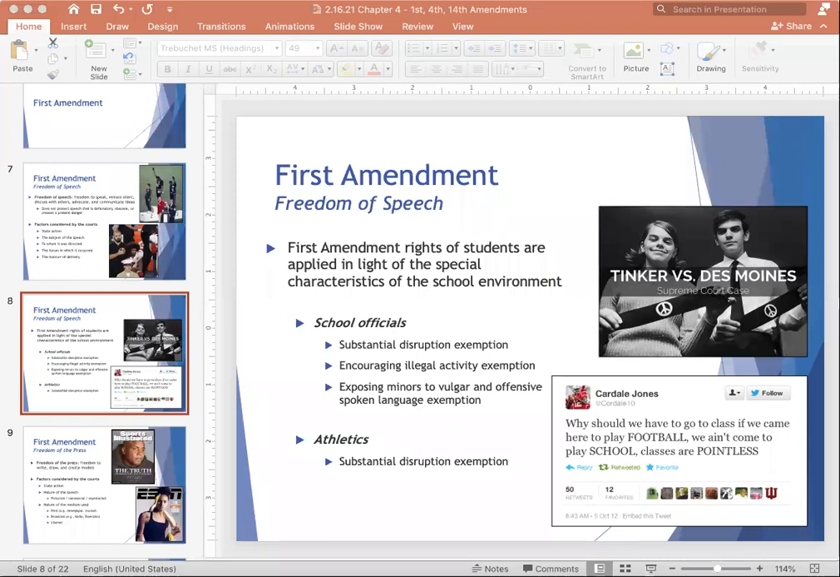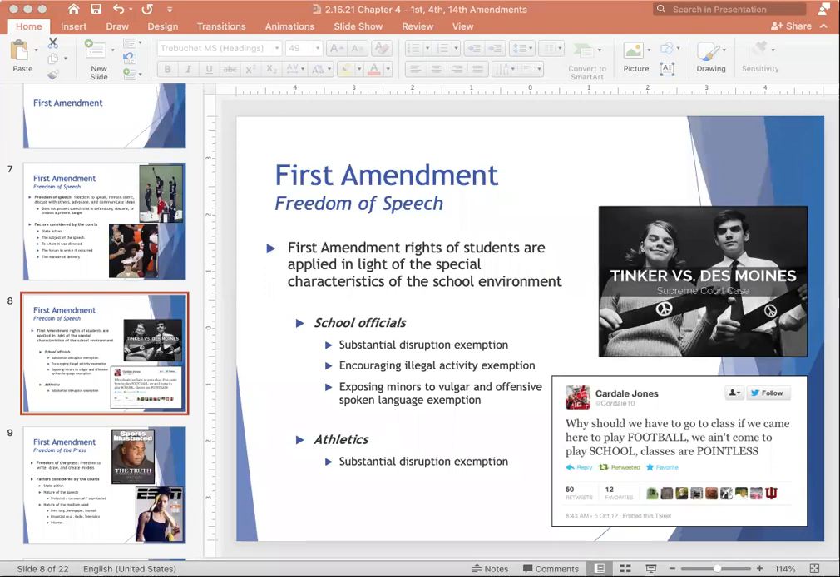that speech is permitted. So the example I wanted to throw on this slide is Cardale Jones' pretty famous quote about we didn't come here to play school, we came here to play football. While certain student athletes' remarks may have a negative impact on the university in terms of their image and their PR, if it doesn't disrupt team activities, it cannot be prohibited.